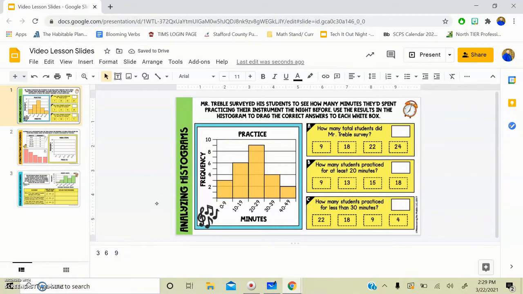Then I'm going to move to my 30 to 39. I have 1, 2, 3, 4. So I'm going to put 4 there. And then I'm going to do my last bar, the 40 to 49. I'm going to go 1, 2, or 2 total. So that's the total for each bar. Now what I want to do is I want to add these numbers together. Okay? So I'm going to put a little addition sign in there.